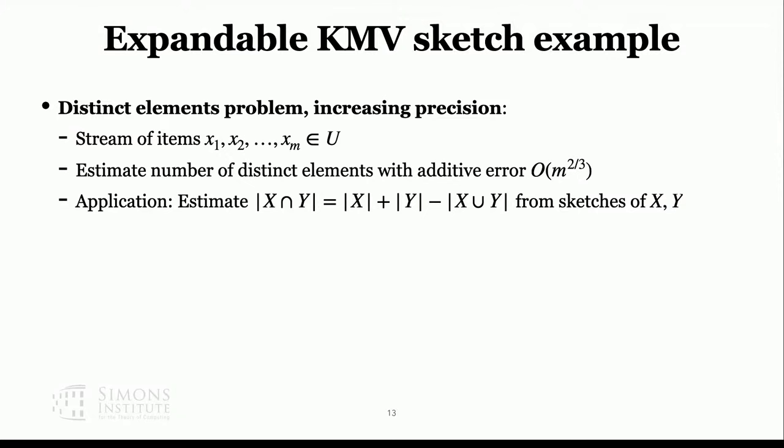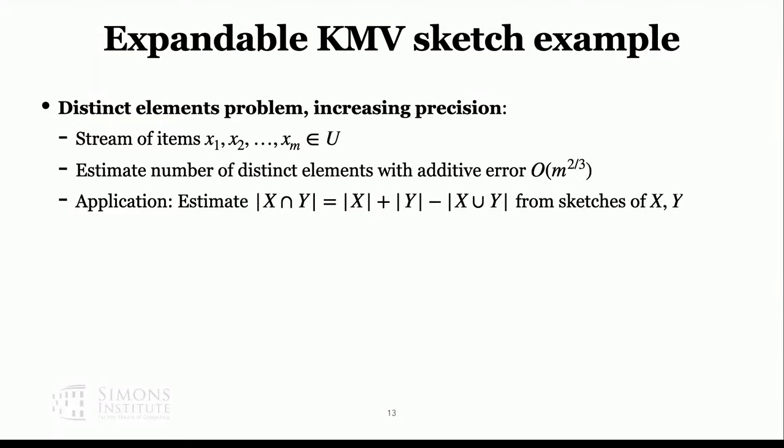And why might you want to do that? Well, one application, which I think was also mentioned in one of the previous talks, is estimating set intersections. Suppose you have two such sketches and you want to estimate the number of elements in the intersection between the sets. You can use this formula: the number of elements in the intersection is the sum of the number of elements in the sets minus the size of the union.